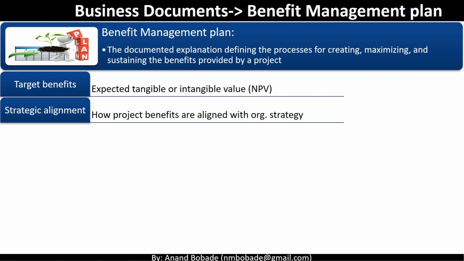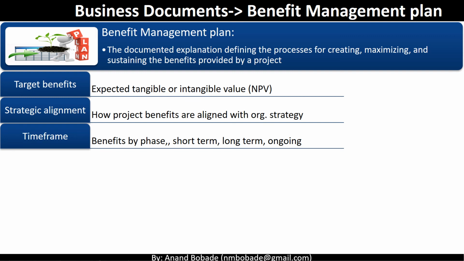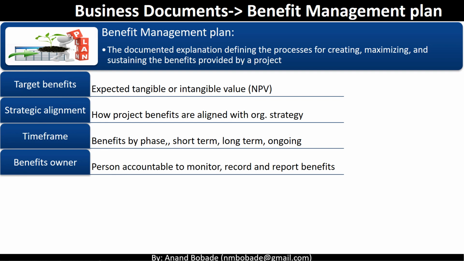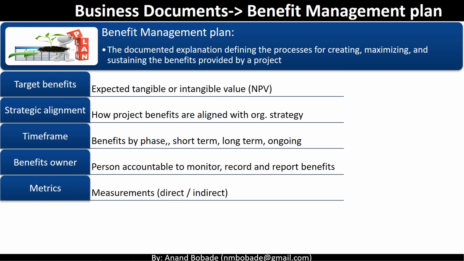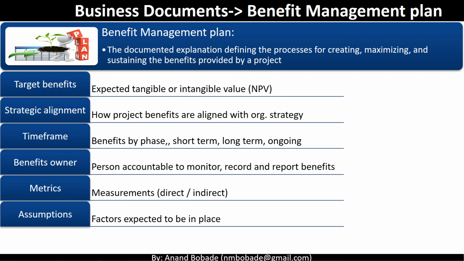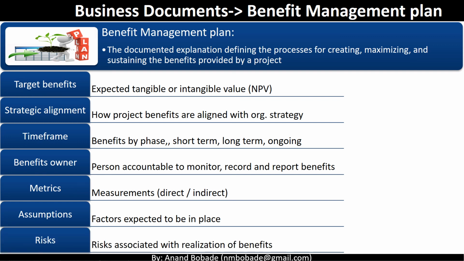Strategic alignment: how the project benefits are strategically aligned to the organization's strategy. Time frame: by which phase the benefits will be realized, whether they are short term, long term, or ongoing benefits. Who is the benefit owner? Who is the person or department accountable to monitor, record, and report this benefit? Metrics, which help you with the measurement. Assumptions, the factors that are expected to be in place to realize this benefit. And finally, risk, the risk associated with realization of the benefit.